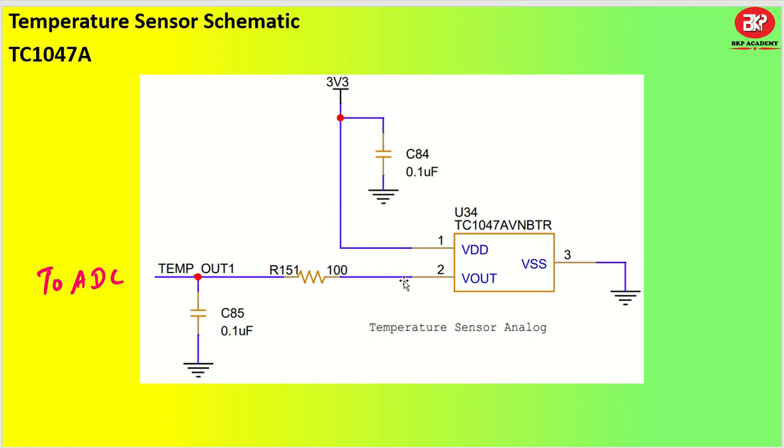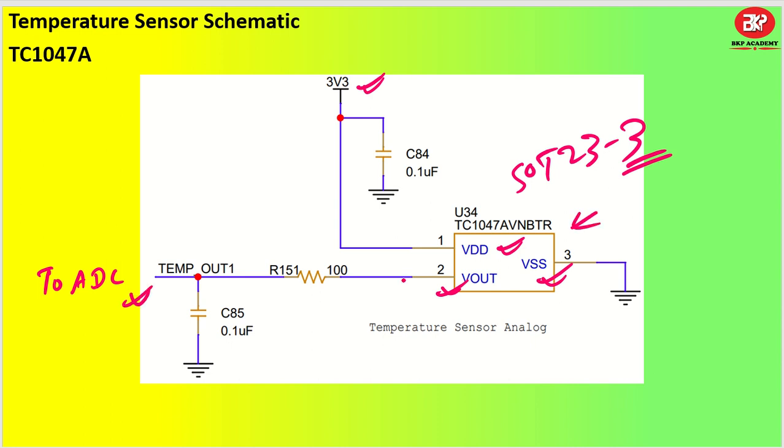So in this circuit diagram, we have a 3-pin package, SOT23-3. You have the VSS pin, which is your ground pin, and the VDD pin, which is your power supply pin. I have supplied 3.3 volts here, and this is your V output. V output is based on the temperature it is receiving. Once the temperature increases, the output also increases. You can take it as temperature out 1, which goes to an ADC pin.